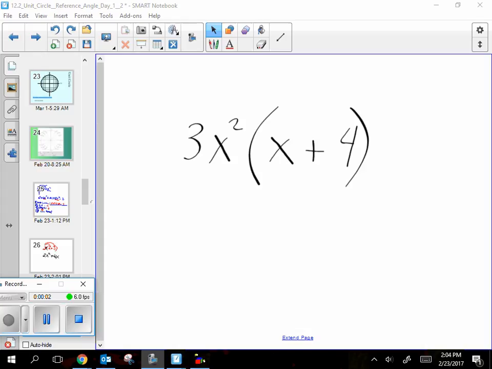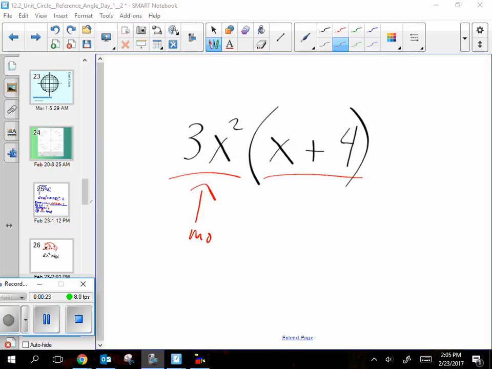Okay, today's official title is multiply a polynomial by a monomial. What? Well, this is a monomial, and this is a polynomial because it's got more than one. So it's just a fancy name for multiplying out. This is a monomial. Remember that? It's got one term. Mono.